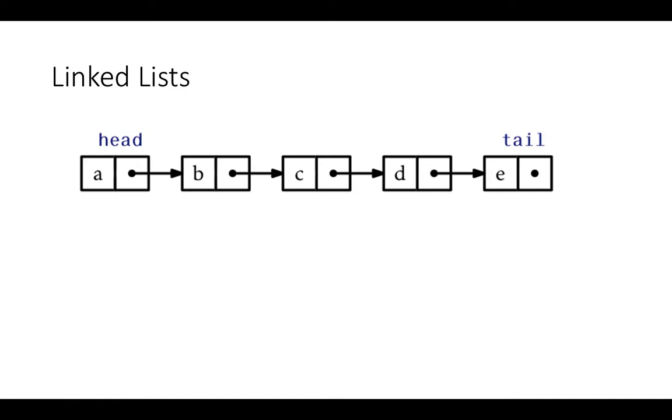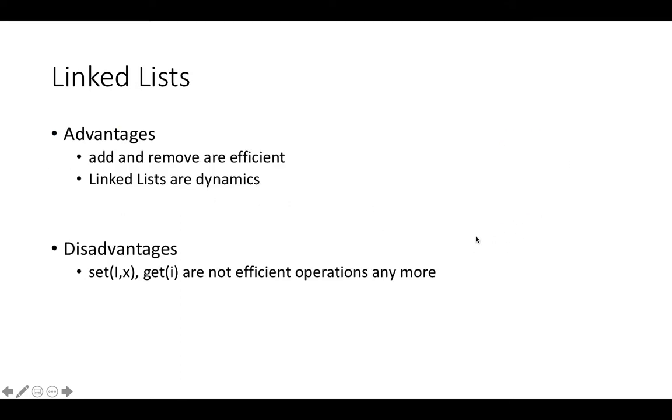It's called linked list. This linked list consists of nodes like node A, node B, C, D, E, and every node is pointing to the next node in the list. So we have kind of a sequence. We call the first node the head and the last node the tail.